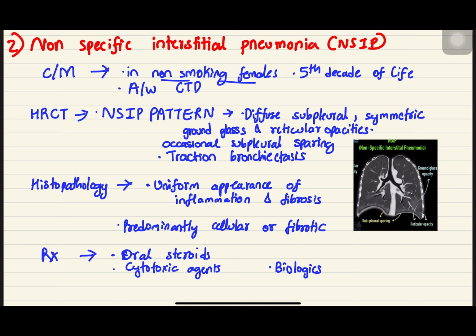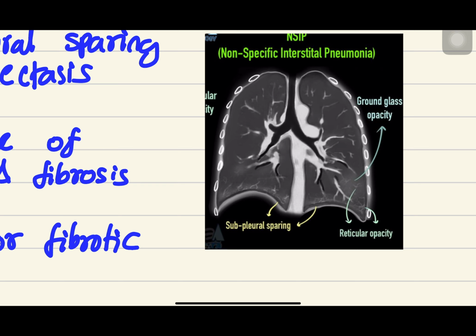It shows an NSIP pattern. In this, you can see diffuse subpleural symmetric, remember, symmetric ground glass and reticular opacities, and there will be occasional subpleural sparing, and there will be traction bronchiectasis. This you can see in this image. There is subpleural sparing, there are reticular opacities, and there is ground glass opacity.